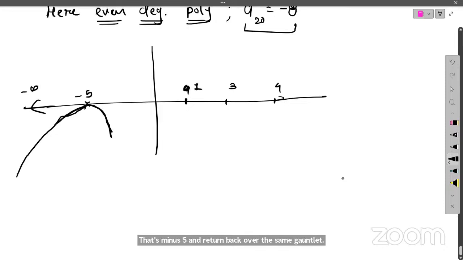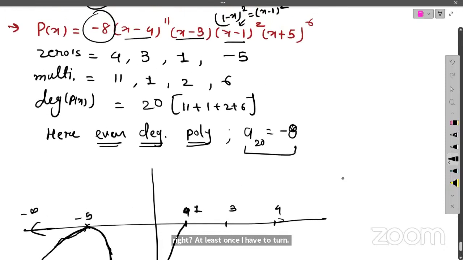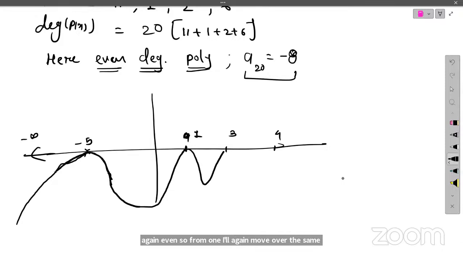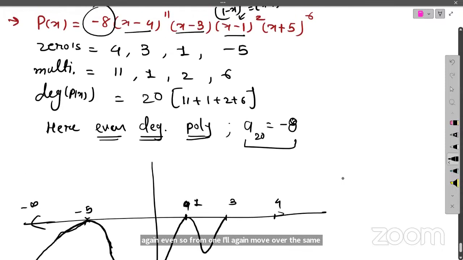Now if I want to reach 1, then I have to turn my graph at least once. So once I turn, again I'll reach 1. And at 1, what is the multiplicity? The multiplicity is again even. So from 1, I'll again move over the same quadrant. Then again I'll have to reach 3, so I'll turn my graph and reach toward 3.